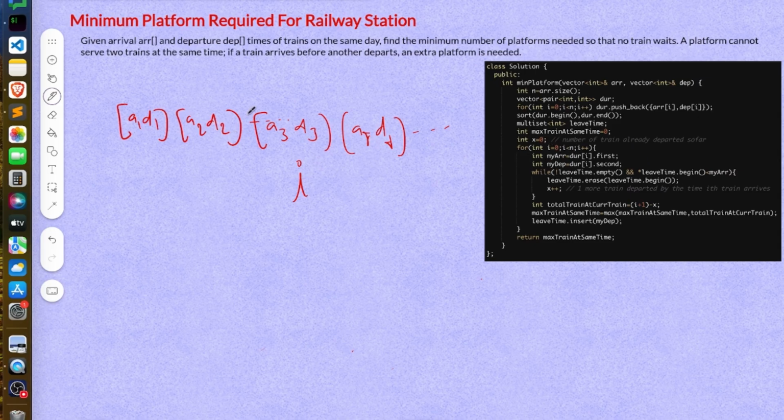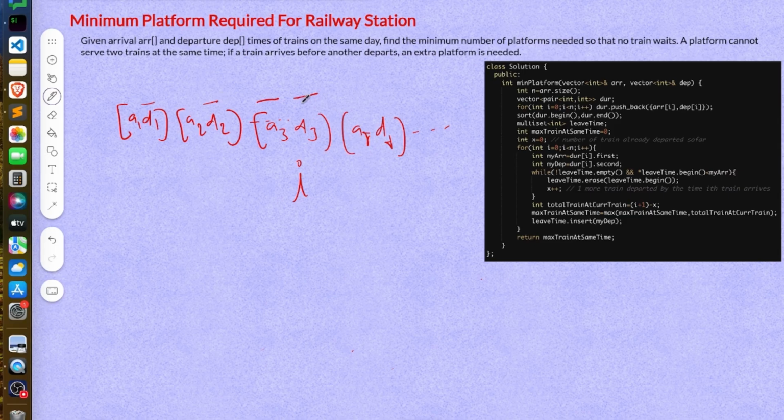So my arrival time is duration dot first. Since this is a pair, you can get the arrival time and departure time by taking i dot first and i dot second. So my arrival time is duration i dot first, and my departure time is duration i dot second. And one more thing, this multiset essentially stores all the departure times.